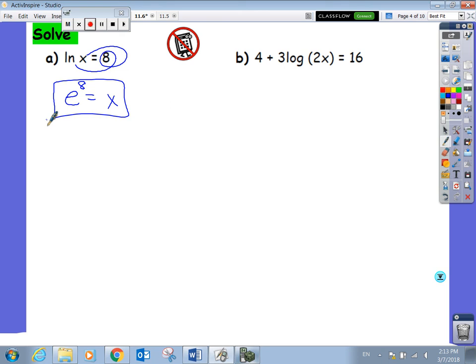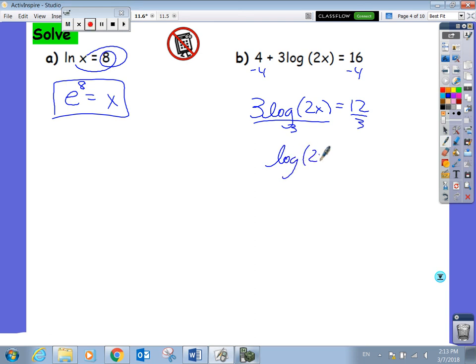Letter B, we're solving. So we have to get this log 2x by itself. So we first subtract 4 and get 3 log of 2x equals 12. Then divide by 3. Log of 2x equals 4. So this is not log times 2 times x. It's log of 2x. The 2x is the argument. So at this point, now we have to do our loop-de-loop. So 10 to the 4th equals 2x.